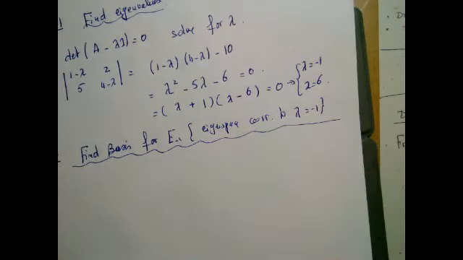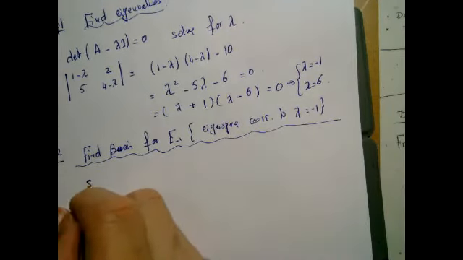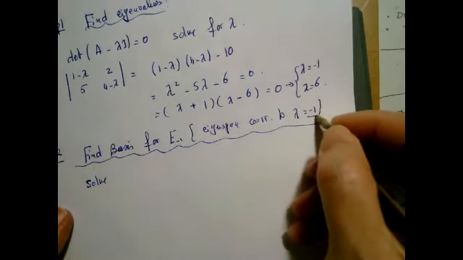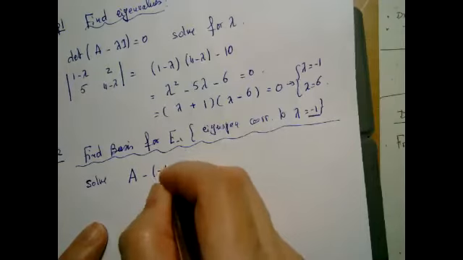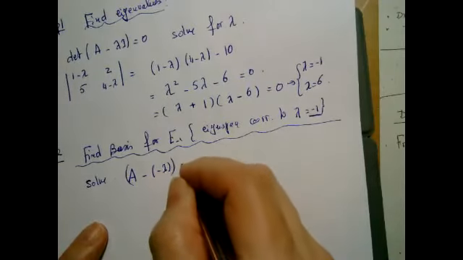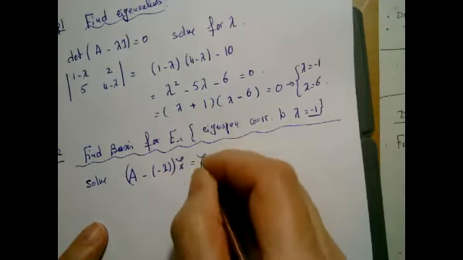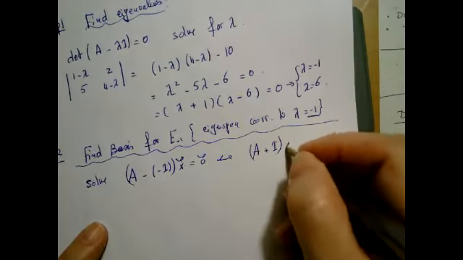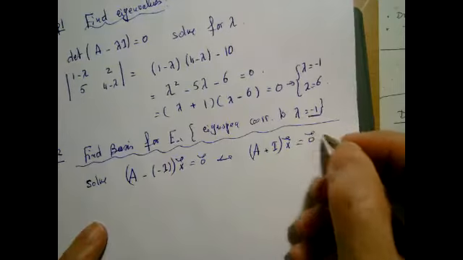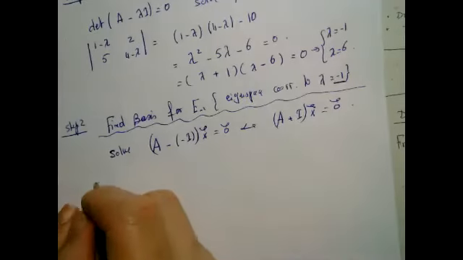Okay, so we do that. Lambda equal minus 1. So here we have to solve, and because lambda is negative, we have to be careful. A minus (minus 1) I x equal to 0, which is basically A plus I equal to 0. So be very careful when lambda is negative.